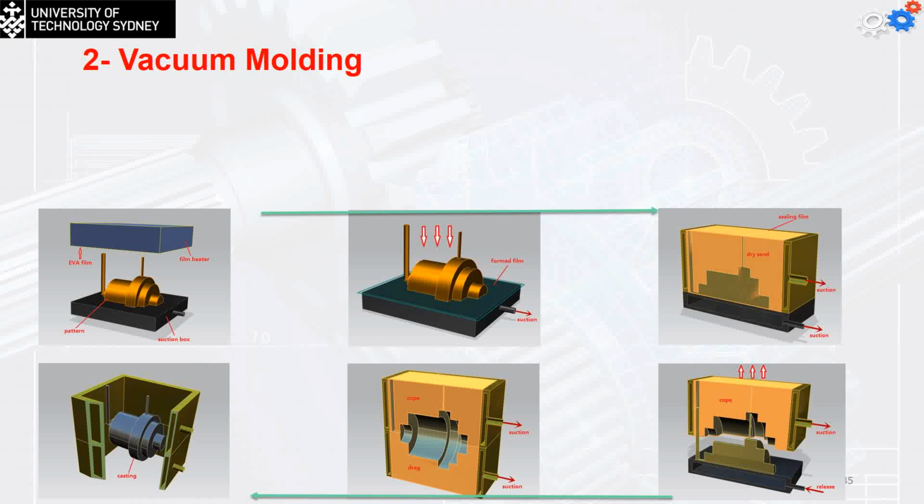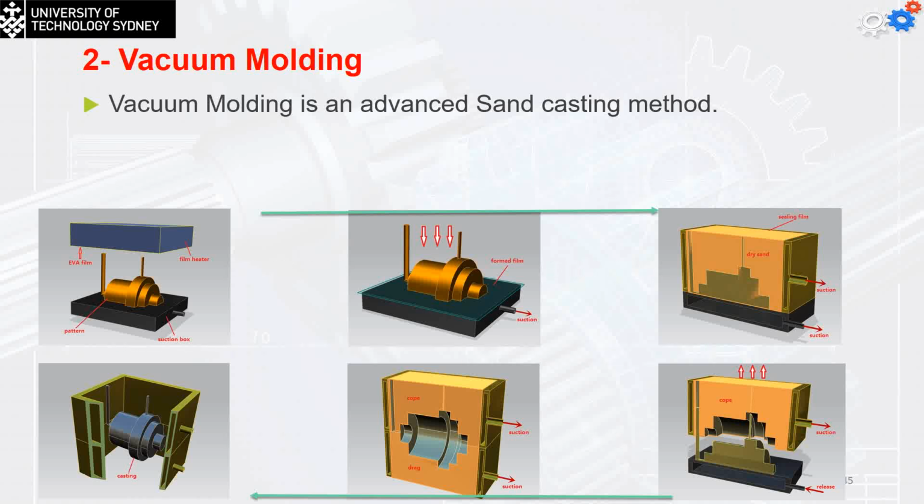The second type of sand casting is called vacuum molding. Vacuum molding is an advanced sand casting process. So instead of using clay or binders, we can simply compact the sand by using the vacuum effect.